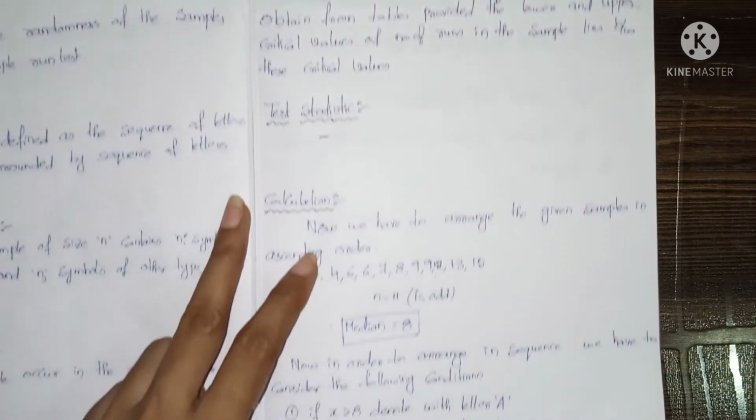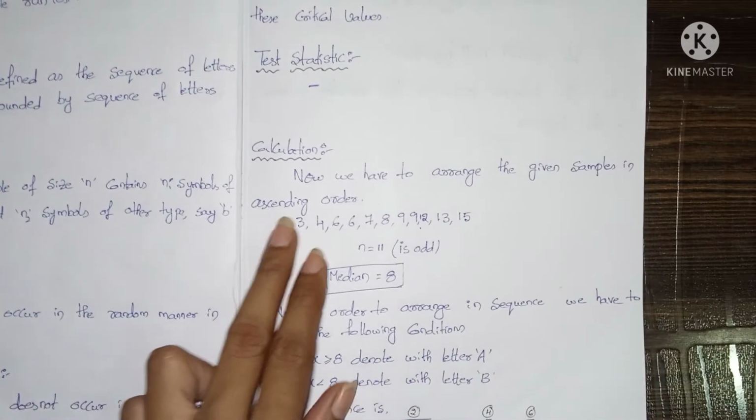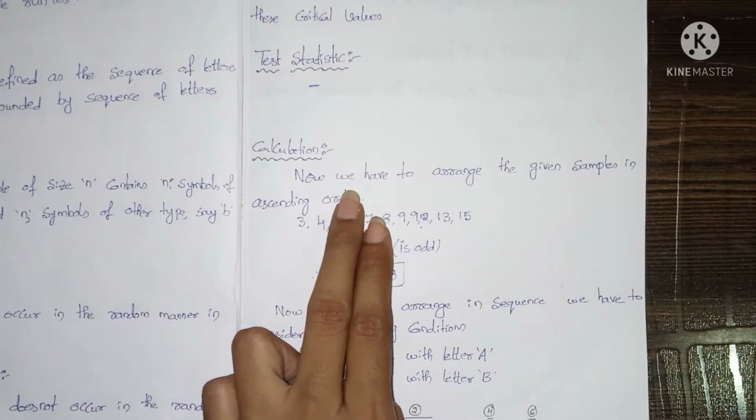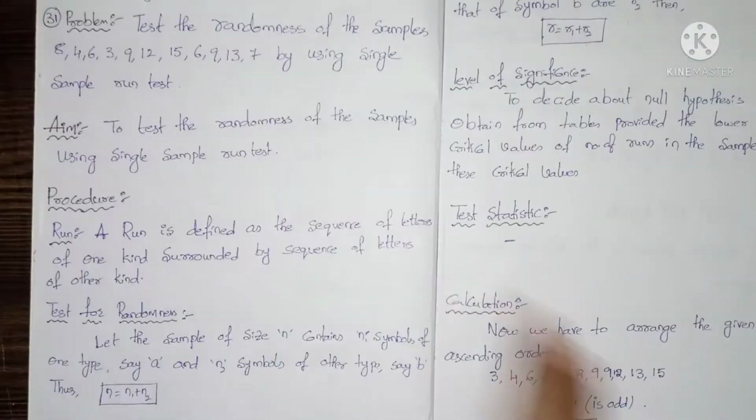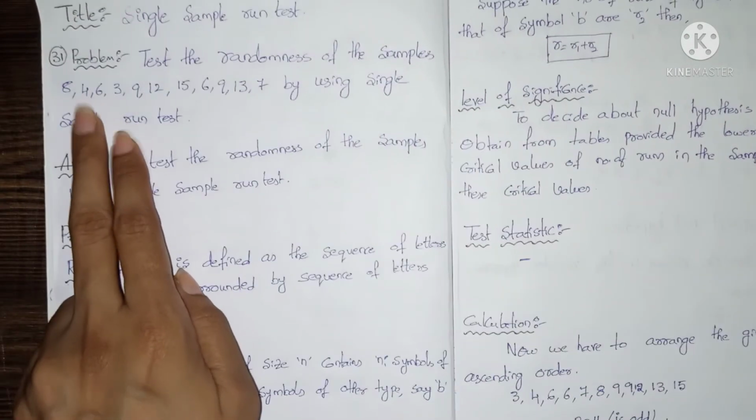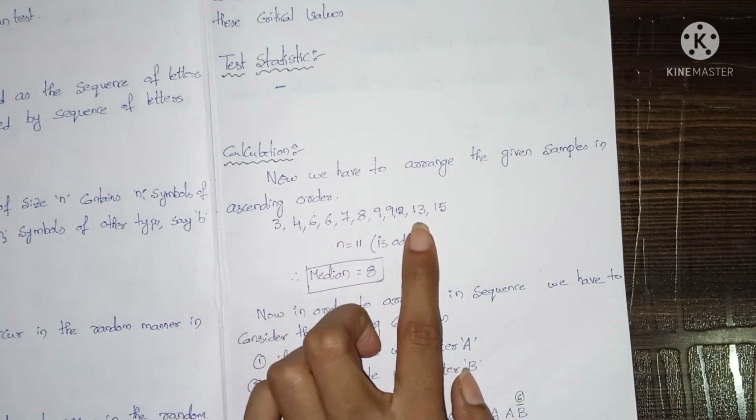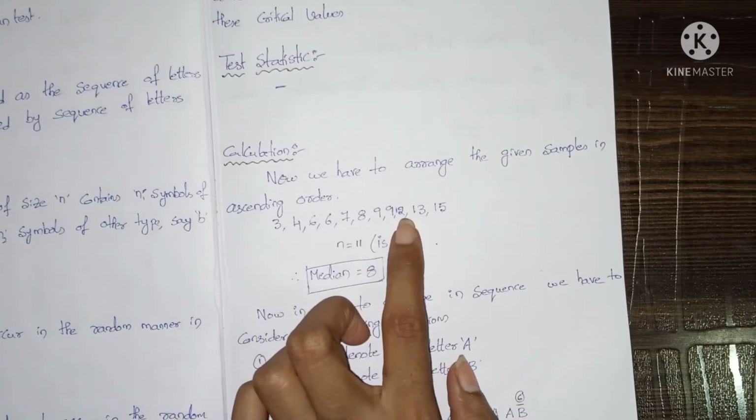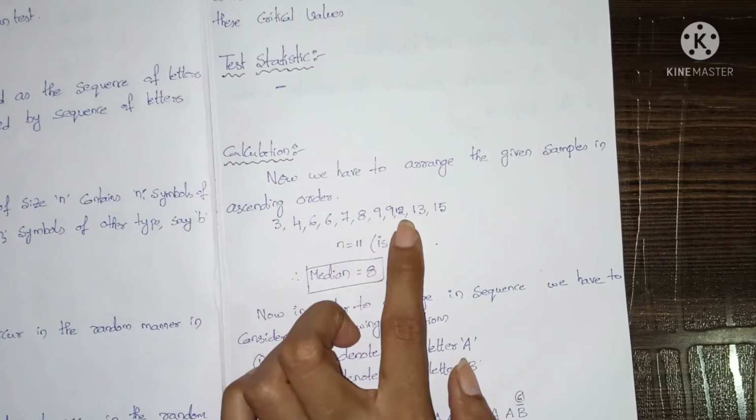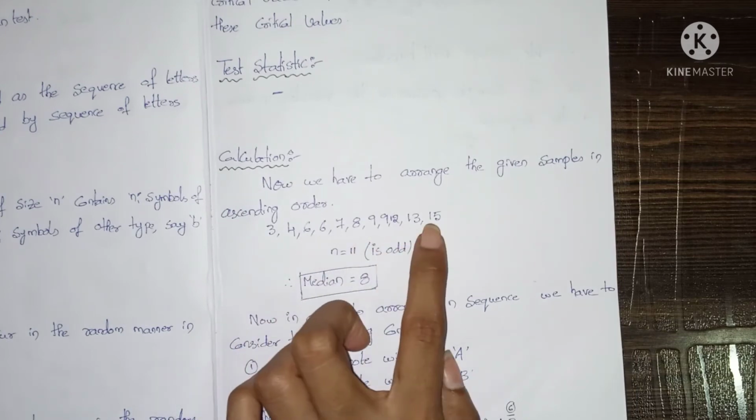Okay, calculation. So what we have to do is, first we have to arrange the given numbers in ascending order. Okay, so like this you will get. If you arrange in ascending order, you will get like this. So here we have to see what is the size of the sample.